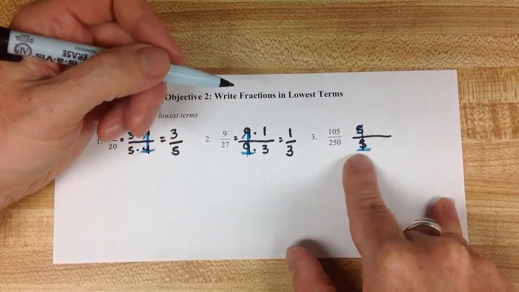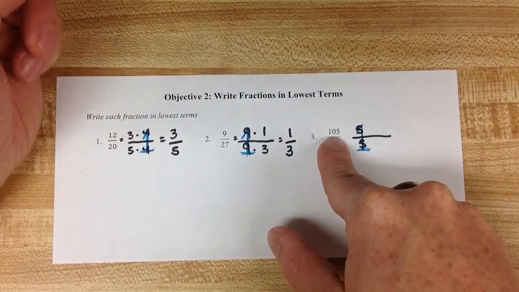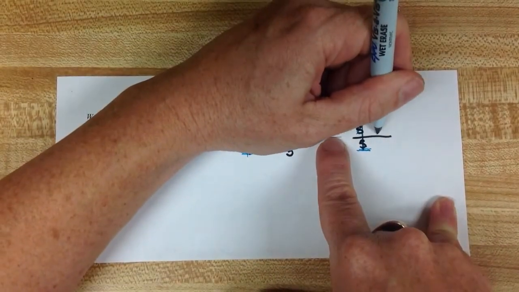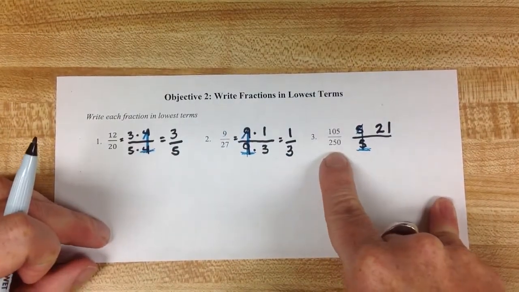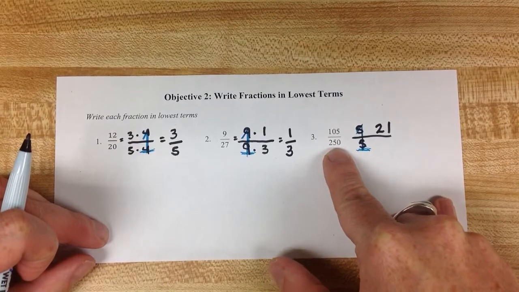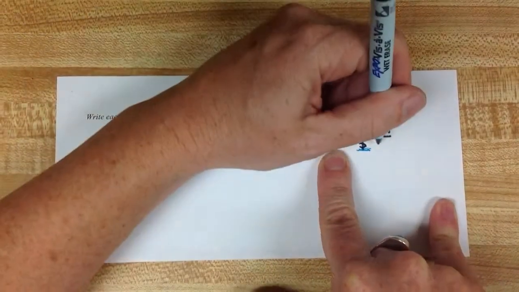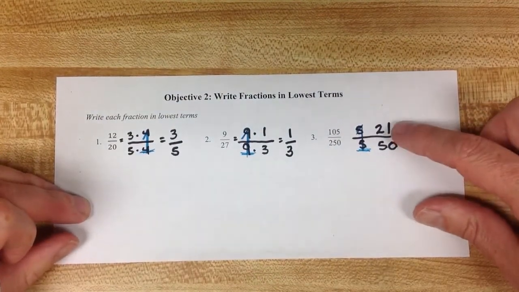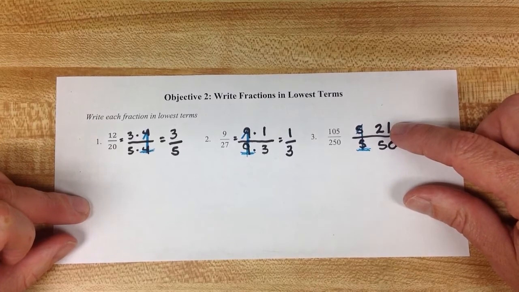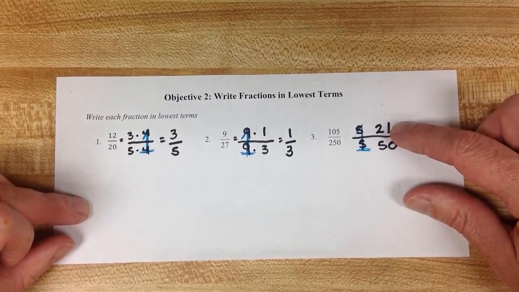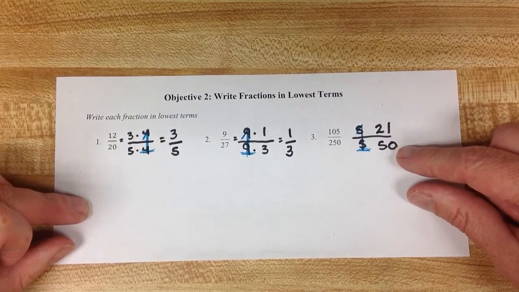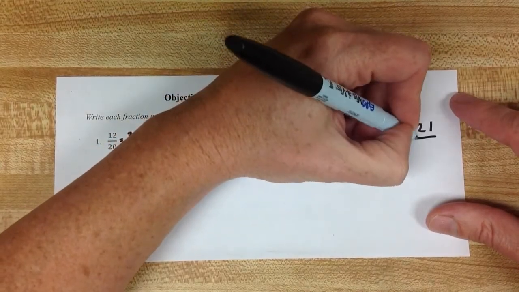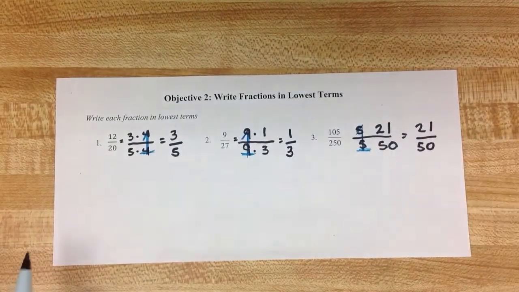And then I just have to ask myself, well, how many times did 5 fit in there? Well, 5 would fit into 100 20 times, so it's going to fit into 105 21 times. And 5 goes into 250 50 times. Now these numbers still look pretty big, but if I go a little farther, 21, the only thing that I can break 21 up into is 3 times 7, and 3 doesn't fit into 50, and neither does 7. So 21/50 is going to be my final answer for that.